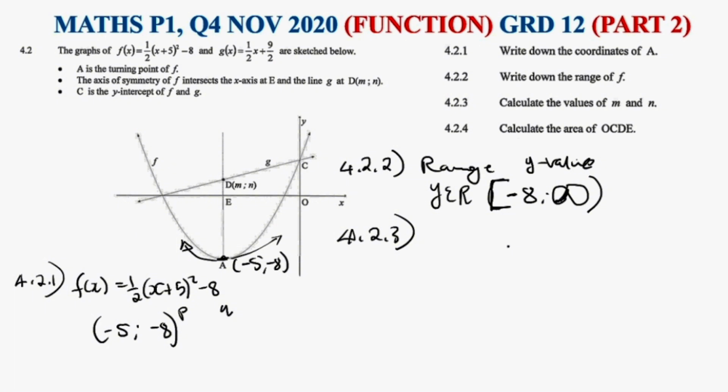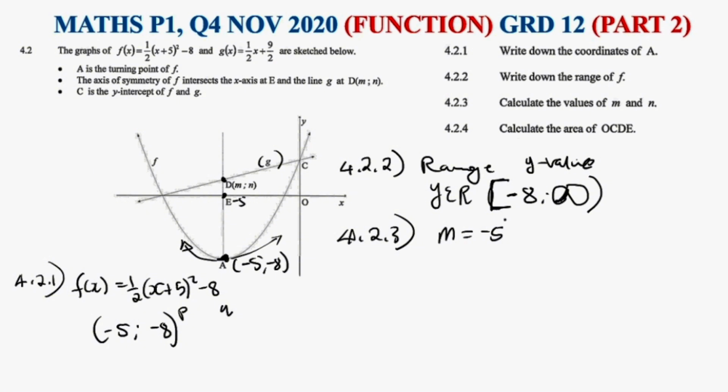4.2.3: calculate the values of m and n. Where are m and n? We know that if this is the turning point, the x value here should be the same x value that is here, which is minus 5, and it's going to be the value here at D as well, which is minus 5. Therefore m is going to be minus 5, which is the coordinate at D. So you can go ahead. Where is D sitting? D is sitting on g of x. Can you see how I'm analyzing this question, guys?